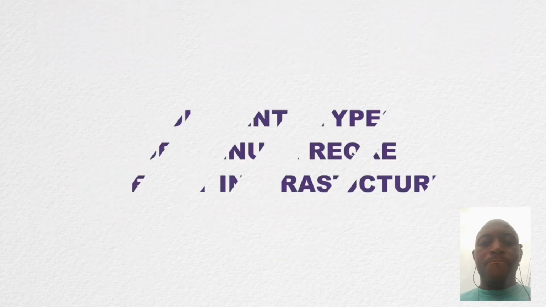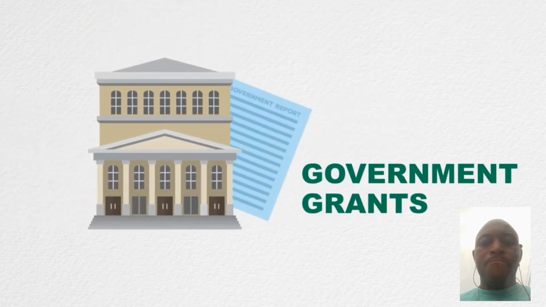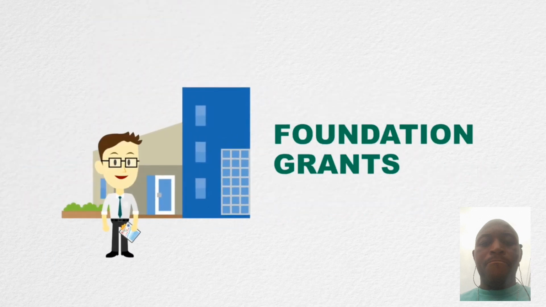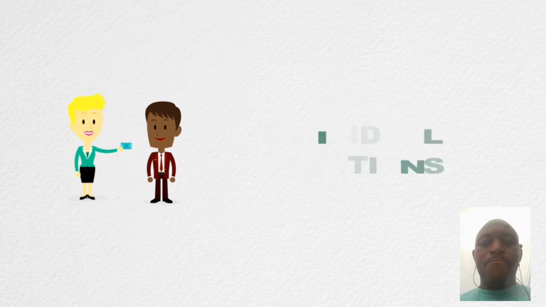Remember, different types of revenue require different infrastructure. For example, government funding requires a type of system to track and monitor how the funds are managed. Grant-making has different requirements, and individual donor revenue requires relationship building.